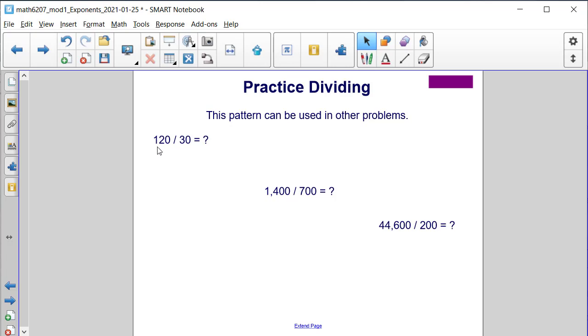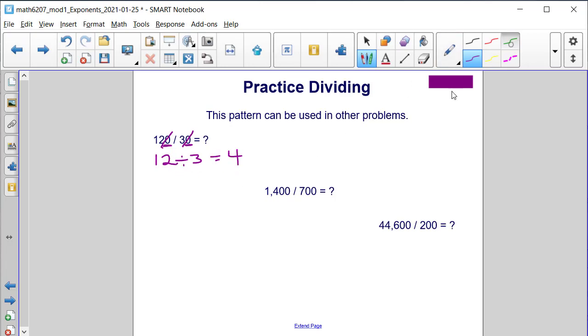Let's try this one, 120 divided by 30. First step, cross out the same number of zeros that are contained in both the dividend and divisor. So the divisor has 1 zero, so we're going to cross out the 1 zero in the dividend. Now we have 12 divided by 3, which is 4.